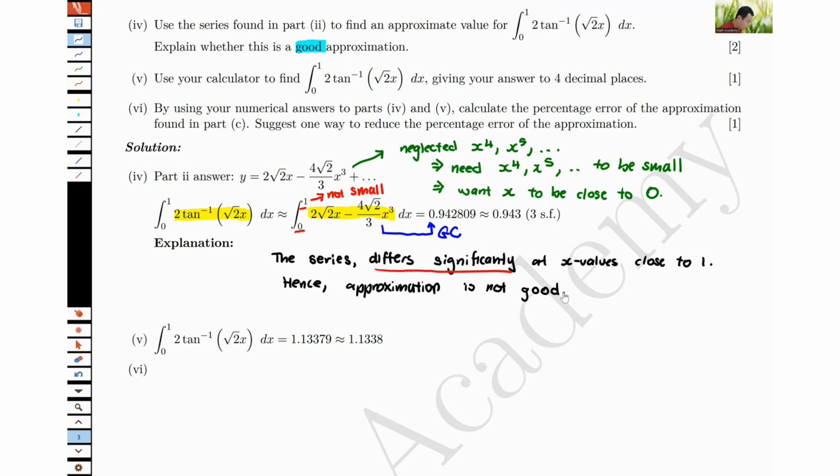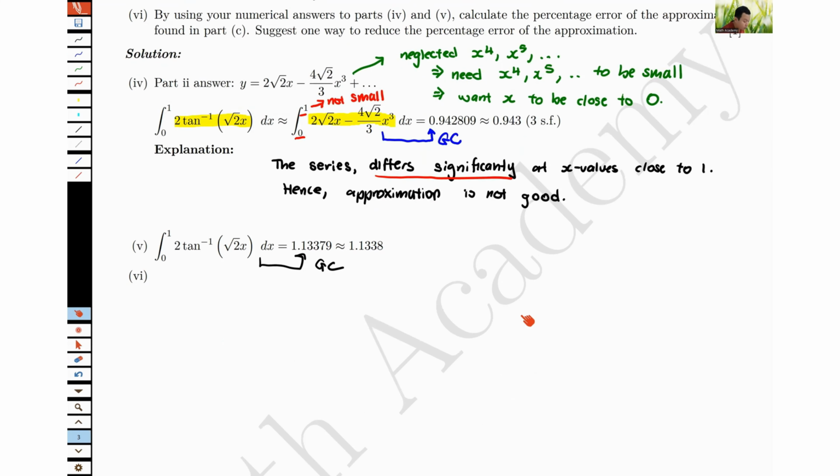As a follow-up question from this, they may ask you to calculate the original integration. Let me call this the original equation. Again, the calculation is from graphing calculator. I have given you the value. And what is important then is they will ask you to compare those two. Can we calculate what is the percentage error in the previous part? Give me a way to reduce this percentage error.